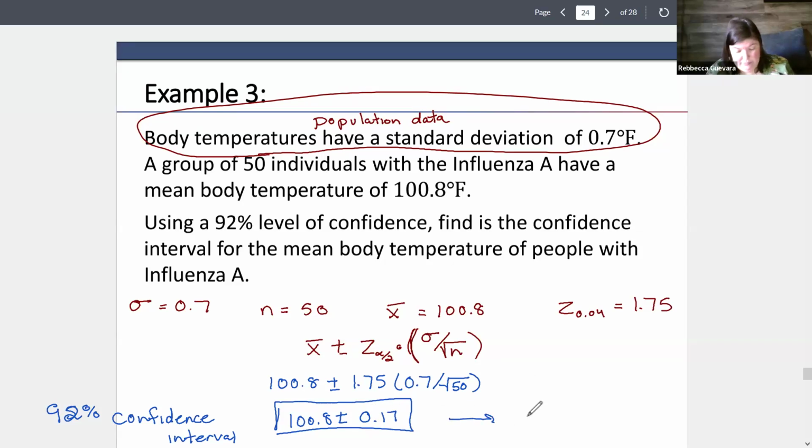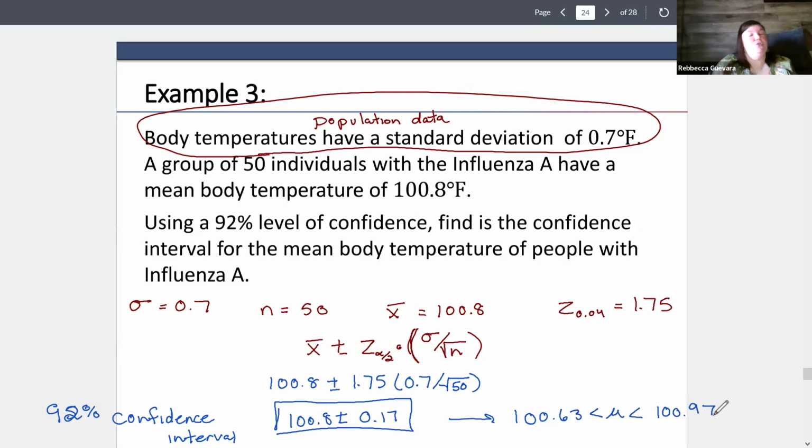Or if you'd like to actually see an interval, that means that the temperatures are going to, for 92% level of confidence, vary between 100.63 on one side, and the other side would be 100.97.